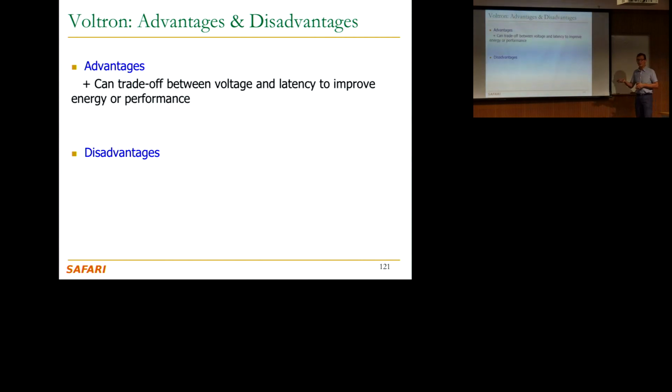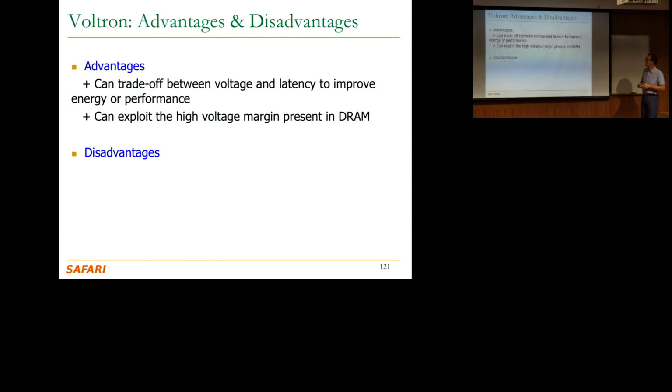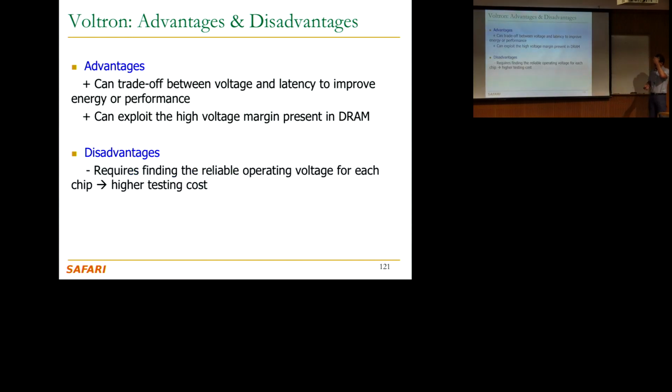So I think now the advantage is this gives you another level of flexibility. You can trade off between voltage and latency to improve energy and performance. And it can exploit the high voltage margin present in DRAM. But of course, the disadvantage is it requires finding the reliable operating voltage and its relationship with latency for each chip, which means that you have a higher testing cost now.